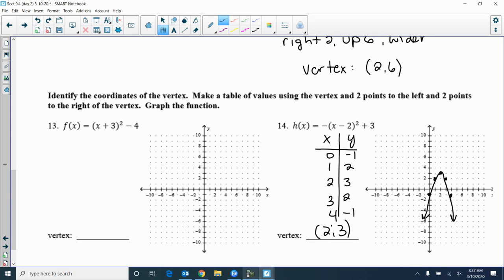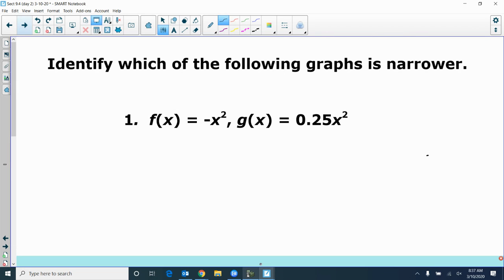Okay, so you got that. We're going to do a couple things. Just flip it over on the back. Write these down and think about which one's narrower or, vice versa, which one's wider. Let's do a couple here on the back.